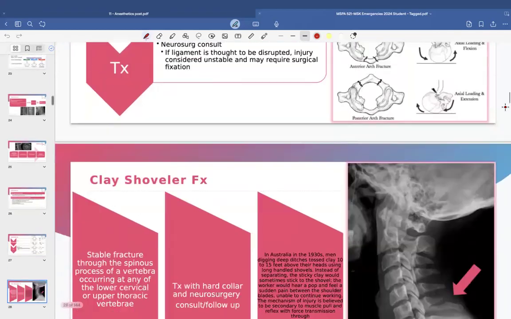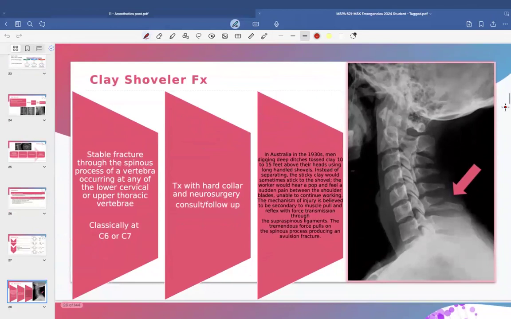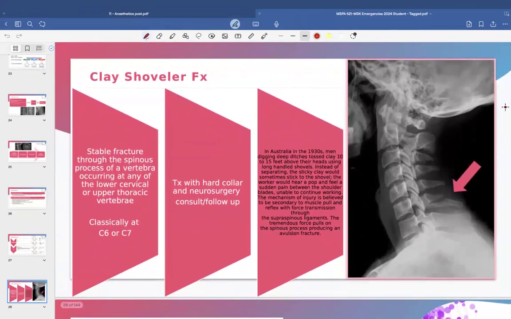All right, and the last one I think for cervical, and then your P grade. Your clay shoveler's fracture. Not a common terminology, but it's a stable fracture through the spinous process, and it can be anywhere throughout your spine. Why is it most commonly at C7?